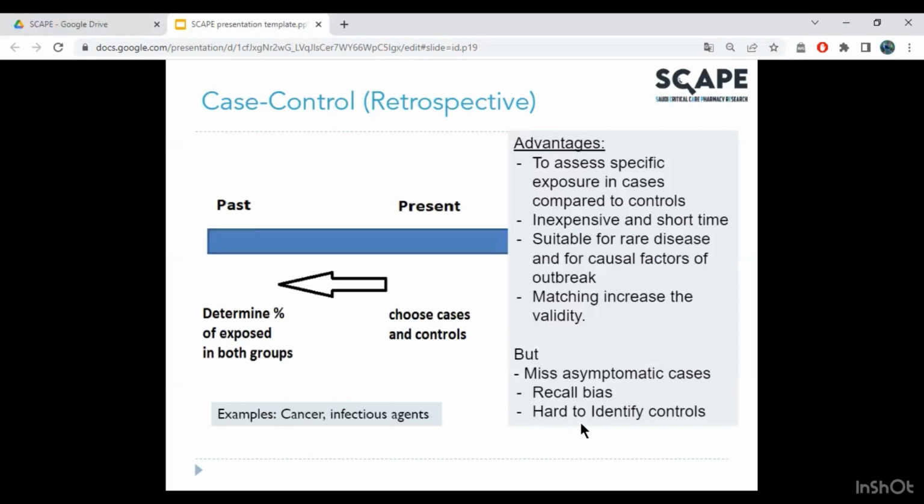And it needs a lot of literature studies and comprehensive review about how we assess the relationship and how we differentiate between cases and controls. But still, case control is one of the good designs in epidemiology of the medical field.